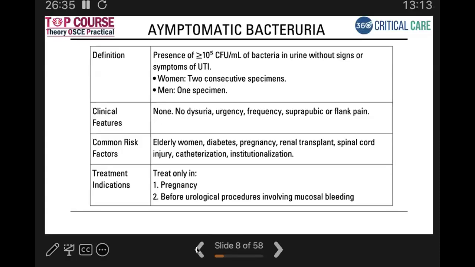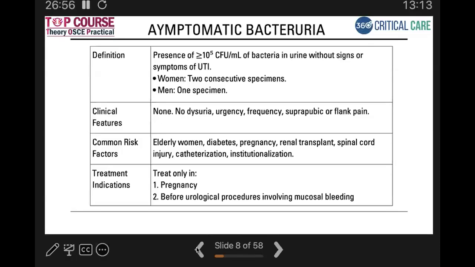Okay. So in general, what is asymptomatic bacteriuria? The patient does not have any symptoms and the urine culture shows more than 10^5 colony forming units, so much bacteria. In women, you have to check 2 consecutive specimens. In men, you use 1 specimen. They will not have any clinical features.